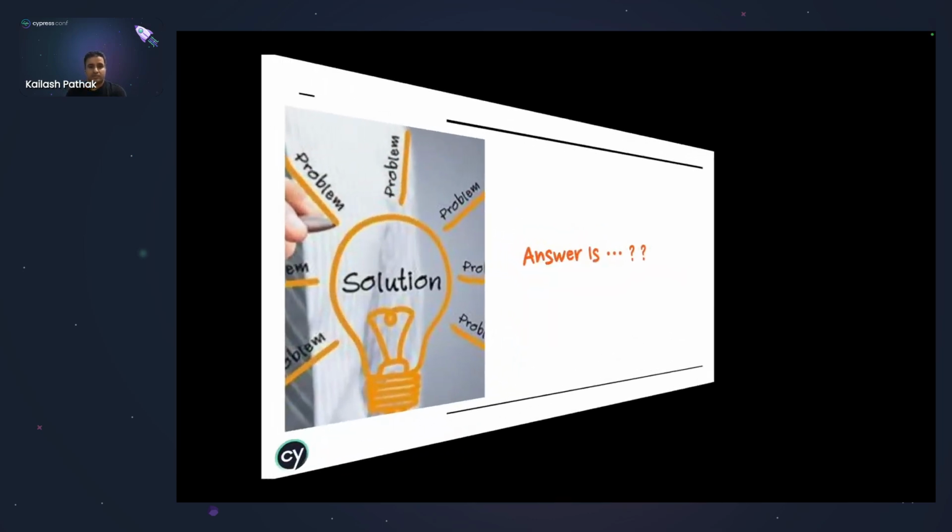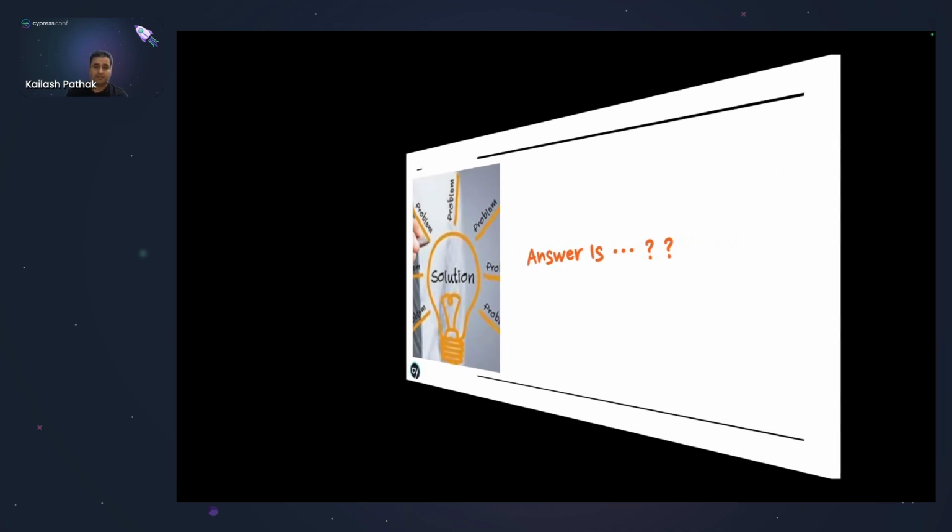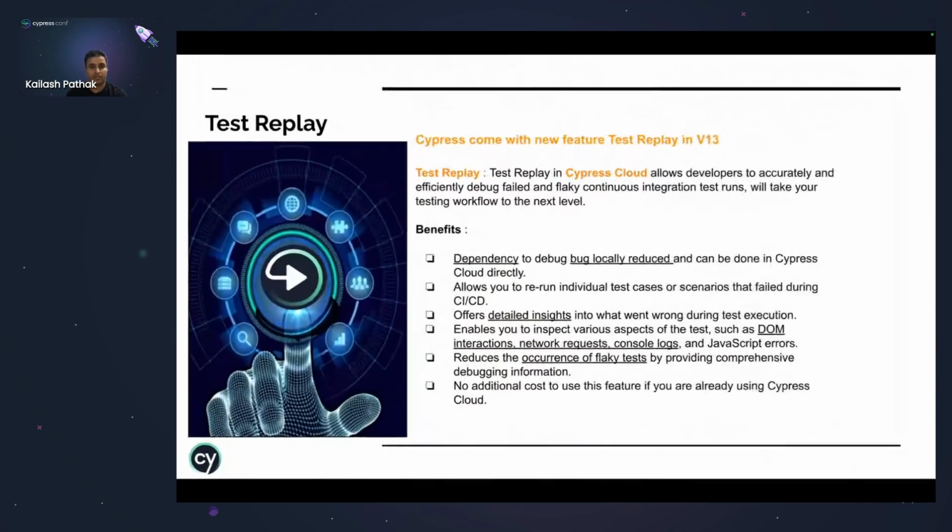So the answer to this question is Test Replay. Test Replay in Cypress Cloud allows developers to accurately and efficiently debug failed and flaky continuous integration test runs. It will take your testing workflow to the next level. I will explain it in detail and showcase how we can configure Test Replay in Cypress Cloud in a few minutes.